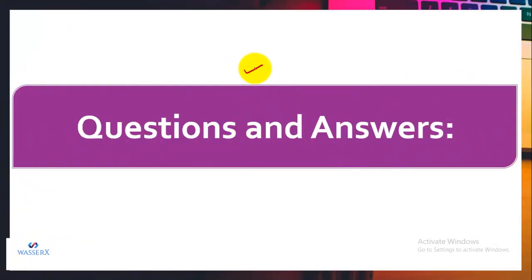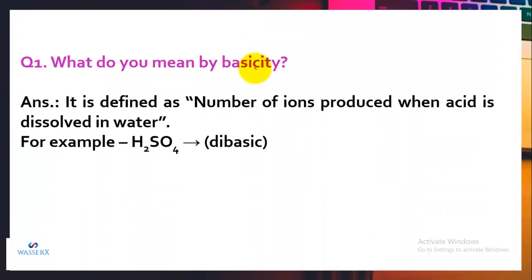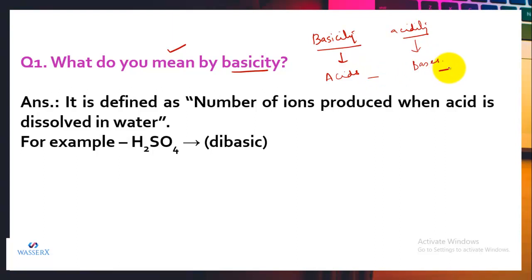Now let's do a few questions and answers to test whether you have understood these topics properly or not. So the first question is, what do you mean by the term basicity? See, we have two terms, one is basicity and the other is acidity, right? The term basicity is related to acids and the term acidity is related to bases. Now what do you mean by basicity or acidity?